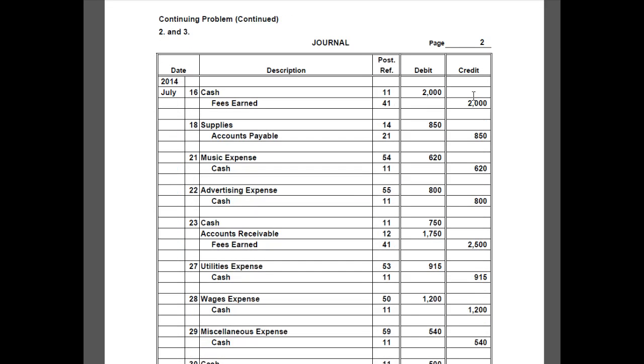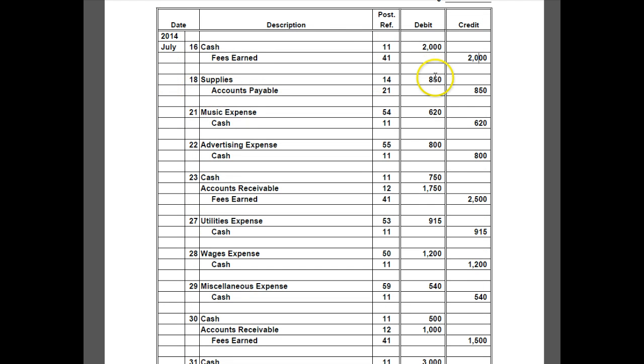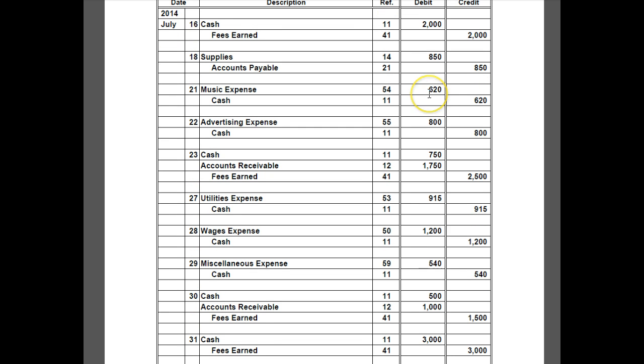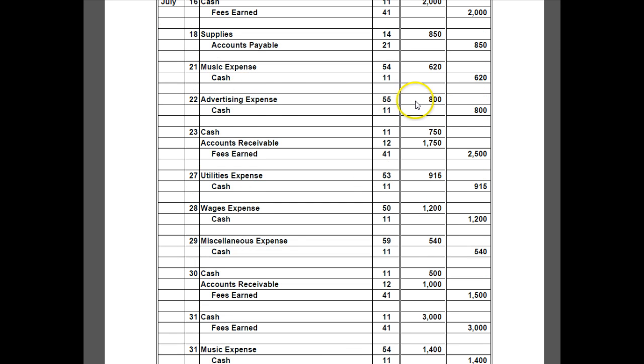As you come down, here's another group. This one, she received cash for doing some work. She bought some supplies and added that to the asset accounts. Again, accounts payable because it's been bought on credit. Music expense, bought some music. Evidently the business involves music, and paid cash for it. Here's an advertising expense of $800, cash again.